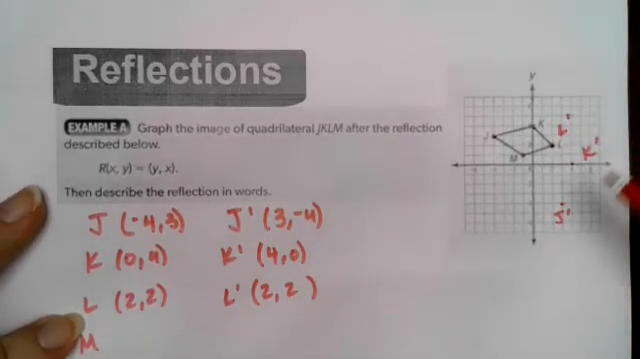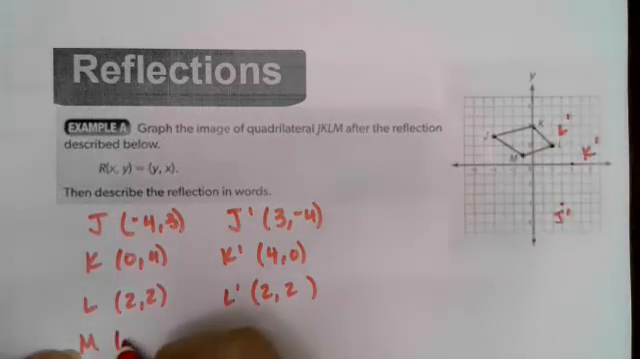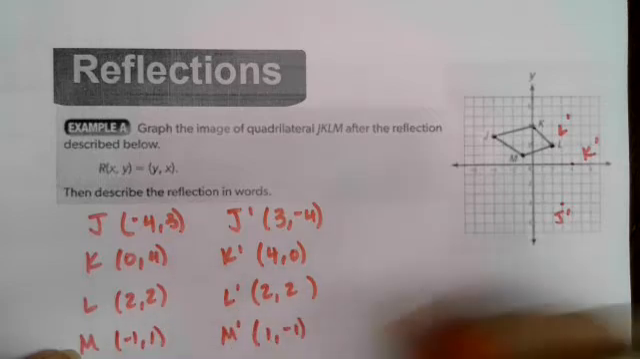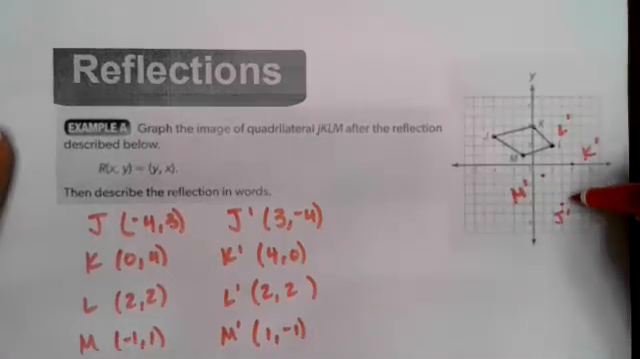So a small hint, if your image and the pre-image are the same, it's on that line of reflection. All right, and then M is negative 1, 1. So for my M prime, I'm going to switch, make that 1, negative 1. Here is my M prime. And then I'm going to connect.